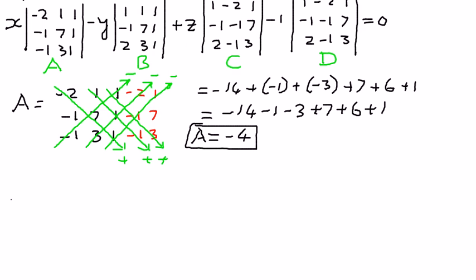The way we want to find the value of B is as follows. The elements we have are 1, 1, 1, negative 1, 7, 1, 2, 3 and 1. According to the diagonal product method, the procedure is telling us to repeat the first and second column elements as fourth and fifth column elements. 1, 1, negative 1, 7, and then 2 and 3.